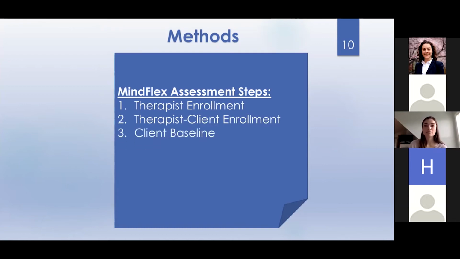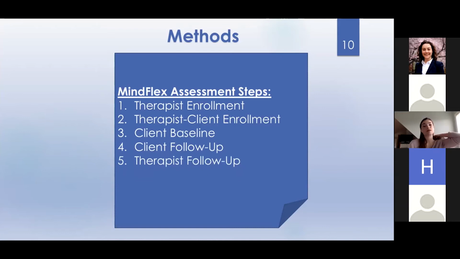And then from there, the client is invited to complete the client baseline, which is the MPFI. So all 12 dimensions of psychological flexibility are assessed, as well as depression, anxiety, and well-being. And then client follow-up, which is the same assessment completed 2 months later. And we also collected data from a therapist follow-up form, which shares the therapist's perspective of how the client improved or didn't improve over the course of treatment.